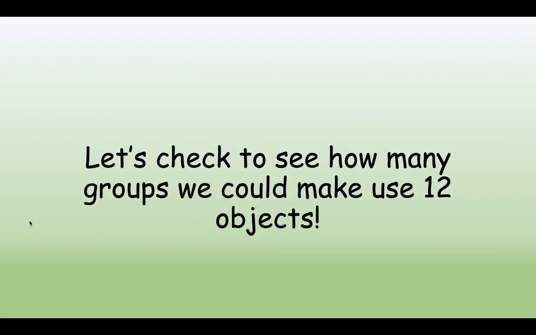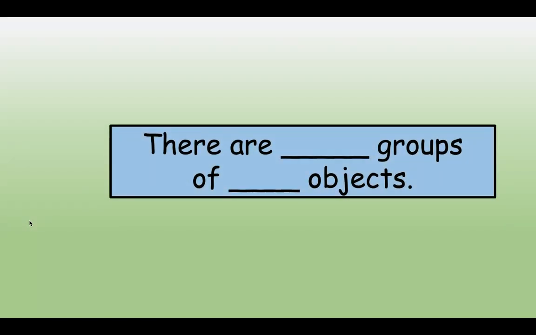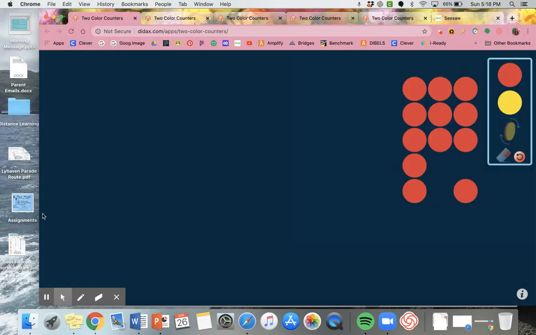So let's go. Now that you've unpaused and you've done those 3 steps, then you need to check. Let's check to see how many groups we could make using 12 objects. Okay, so I will come back to that slide. Here I have 12 counters. 1, 2, 3, 4, 5, 6, 7, 8, 9, 10, 11, 12. I'm going to show you one way you could have separated your 12 counters into equal groups.